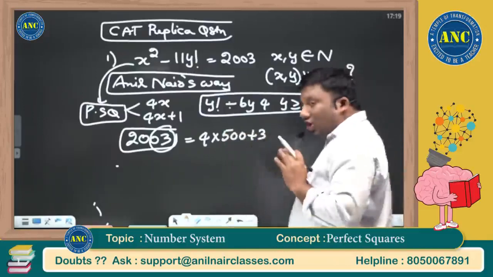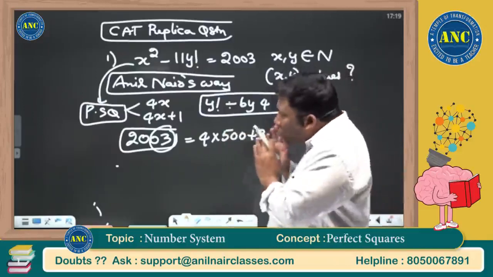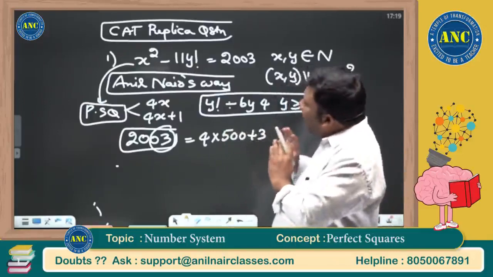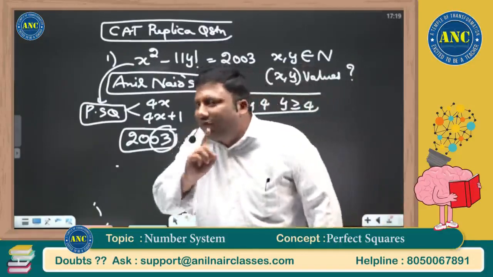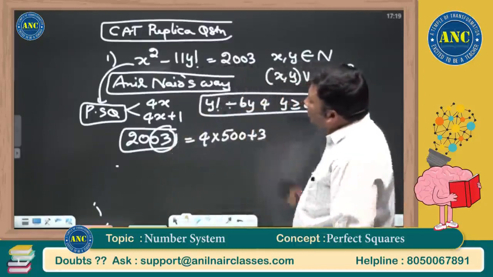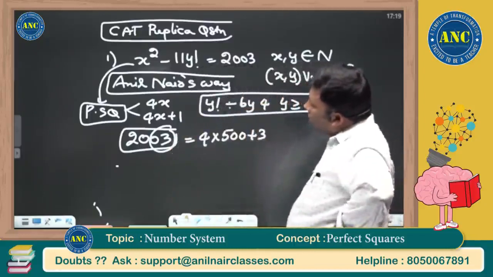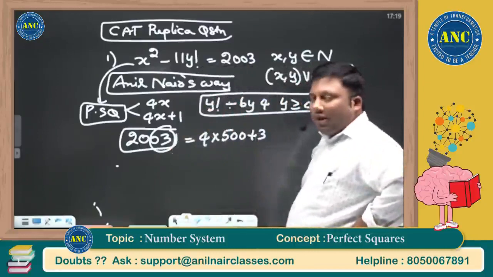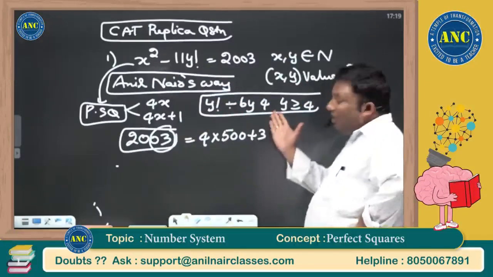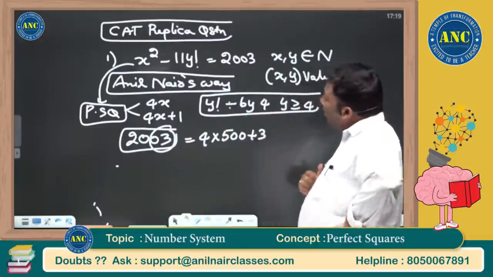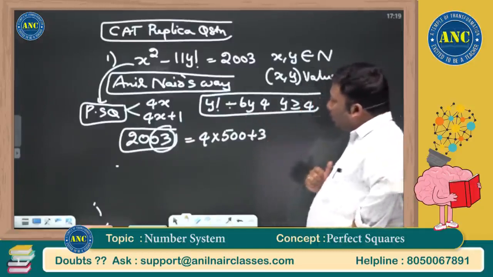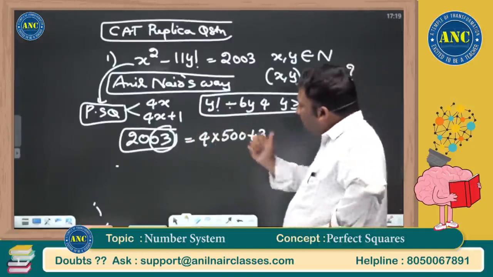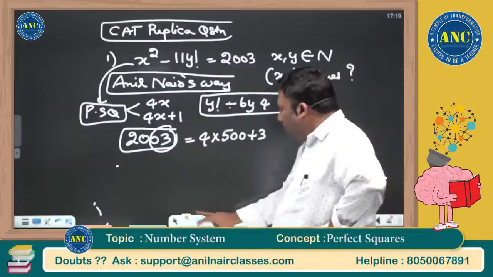I did not solve the question yet. How will I solve it? First thing I will do is read the question. I will pause, wait for 5 seconds and read the question. x square is a perfect square, so it should be of the form 4x or 4x plus 1. In the previous problem, we discussed that y factorial should be divisible by 4 for y greater than or equal to 4. 2003 is 4 into 500 plus 3.